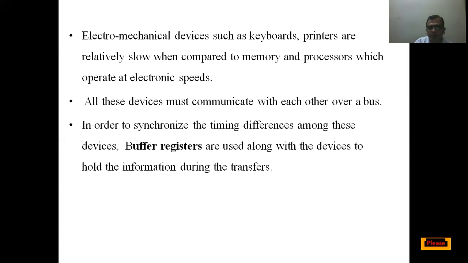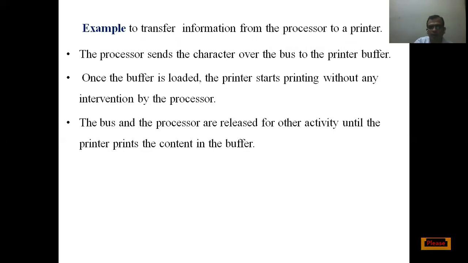So whatever data is sent from the keyboard will be stored in the buffer. The buffer stores the data temporarily, and then it will be moved to the processor in order to perform the action. For example, to transfer information from the processor to the printer, the processor sends the character over the bus to the printer buffer. Whatever data is to be printed is transferred to the printer buffer first. Once the buffer is loaded, the printer starts printing without any intervention by the processor.